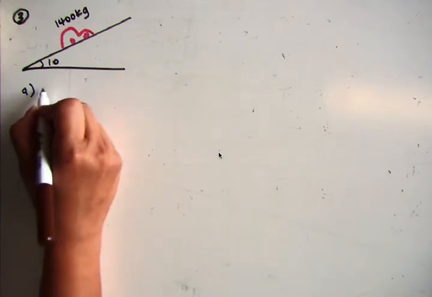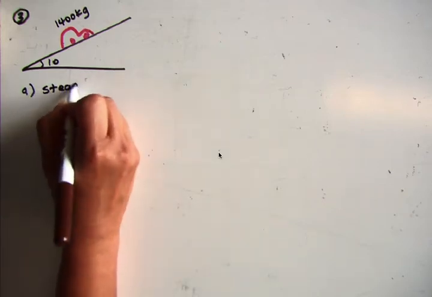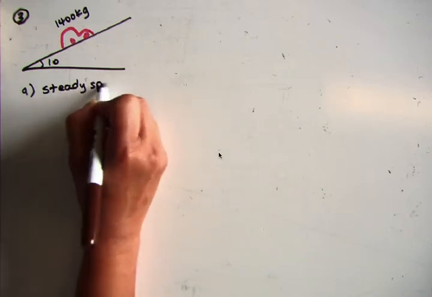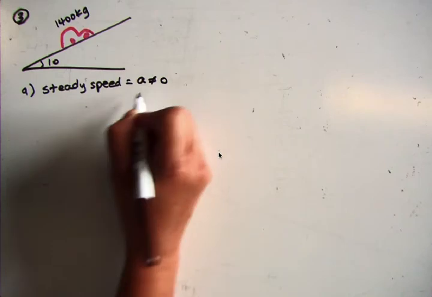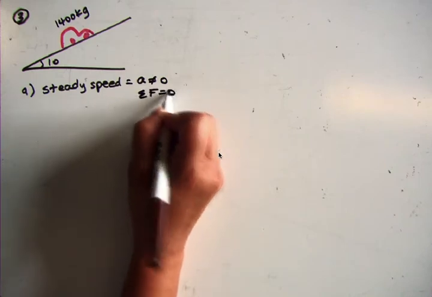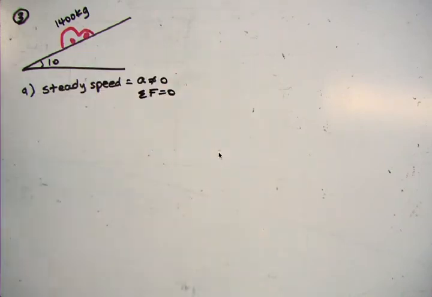Steady speed, what does that say to you? Steady speed says to me a equals 0. In other words, the sum of the forces equals 0. Okay, so let's draw a free body diagram here. We need to figure out how we can make this work.